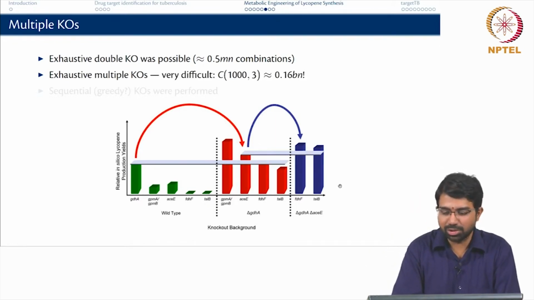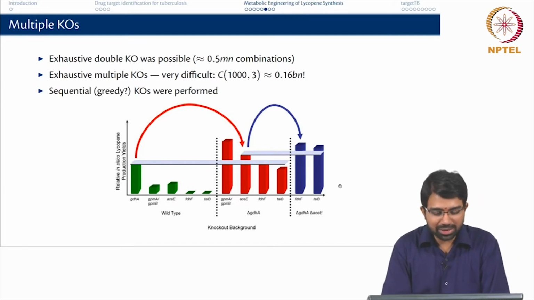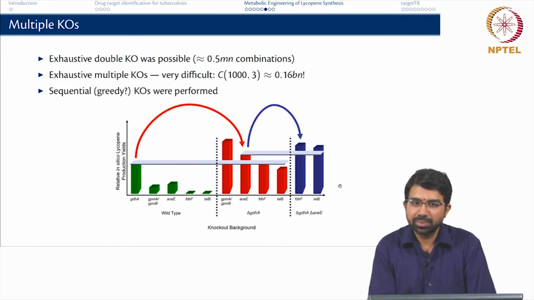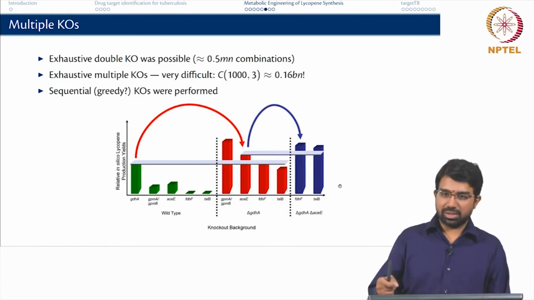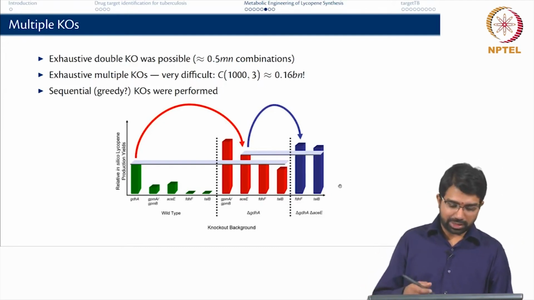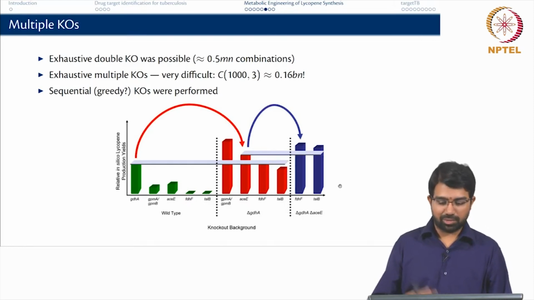If you are talking about 1000 choose 3, that is like 1.1617 billion. So, what they did was a sort of greedy knockout. So, they took the best double knockouts and knocked out one more gene from that. So, they took the best double knockout strains and did a single gene deletion on that strain, right. That is only about doing like 1000. So, if you take the best 8 or something and do a single gene deletion, you are talking about 8000 LPs to solve, that is not a big deal.